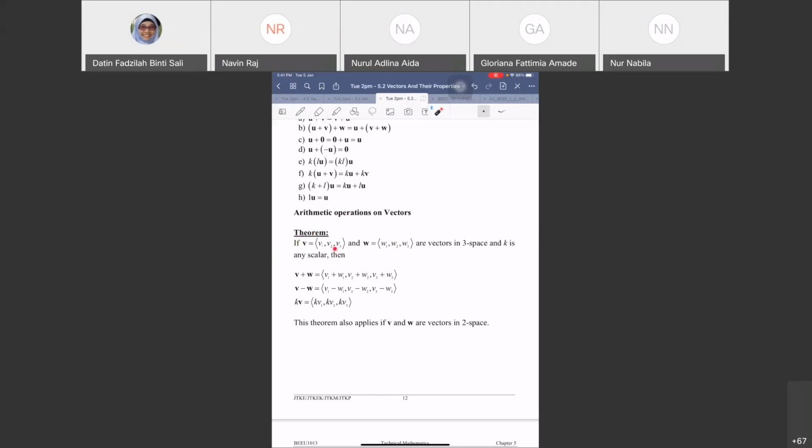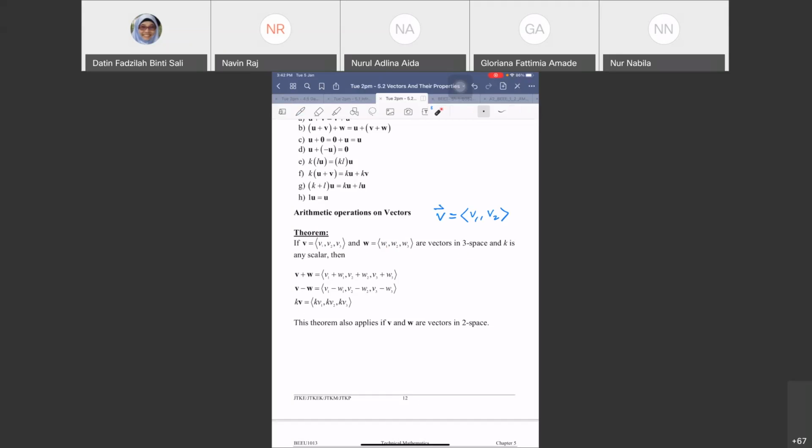Here you are given, say, one vector V which has components V1, V2, V3, and another vector W with its components. Of course, if it is three components, it's understood they are vectors in three-dimensional space. If V is given as V1, V2, then it's understood this is just a vector in two-dimensional space. You can tell whether it is a two-dimensional or three-dimensional vector just by looking at the components.